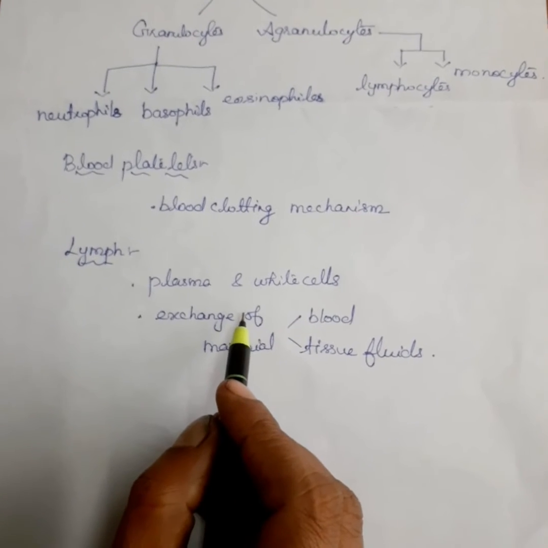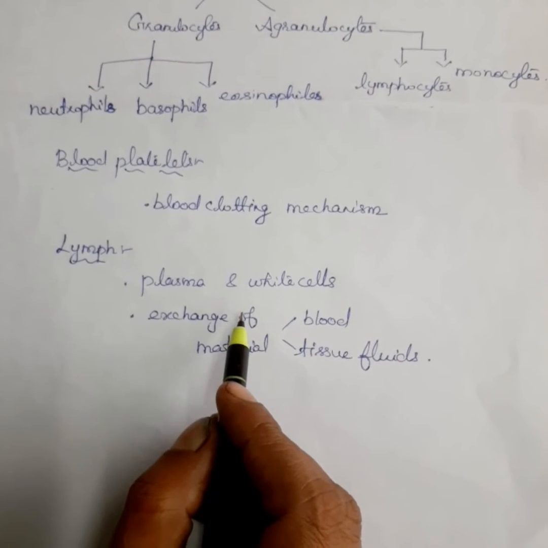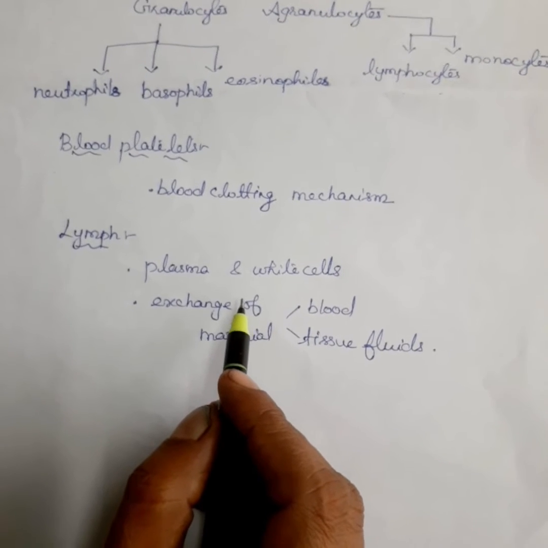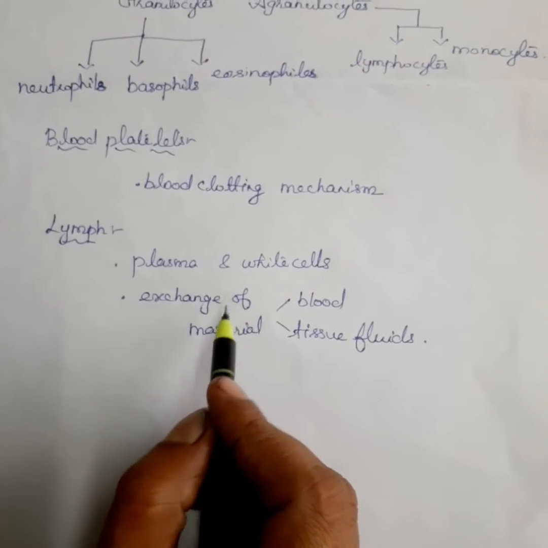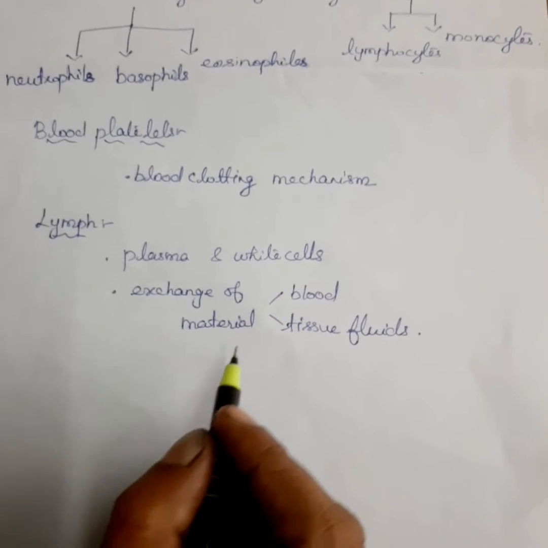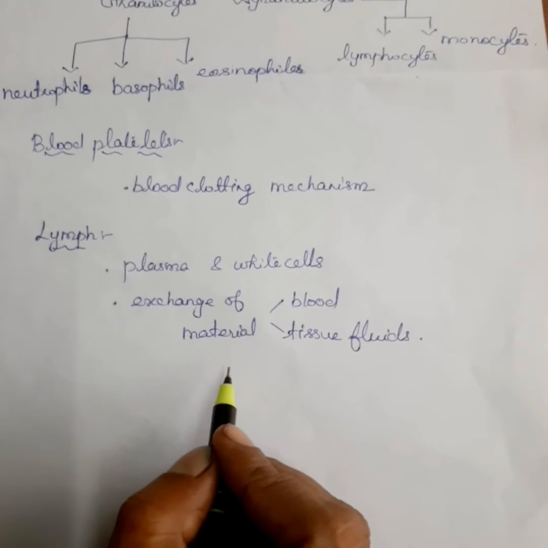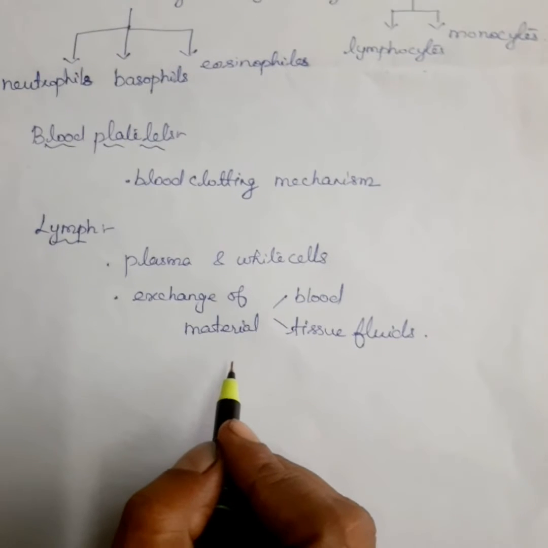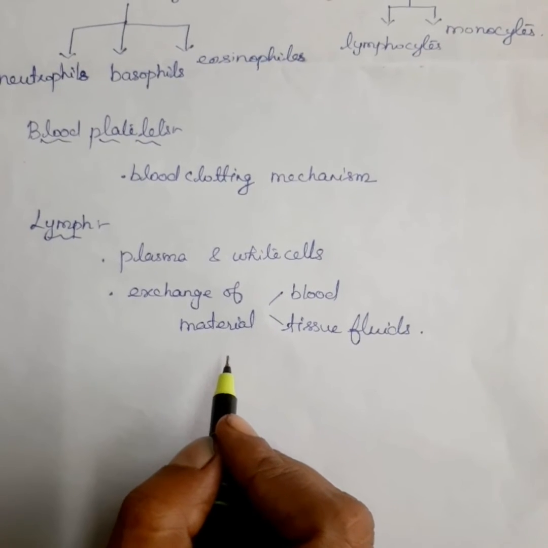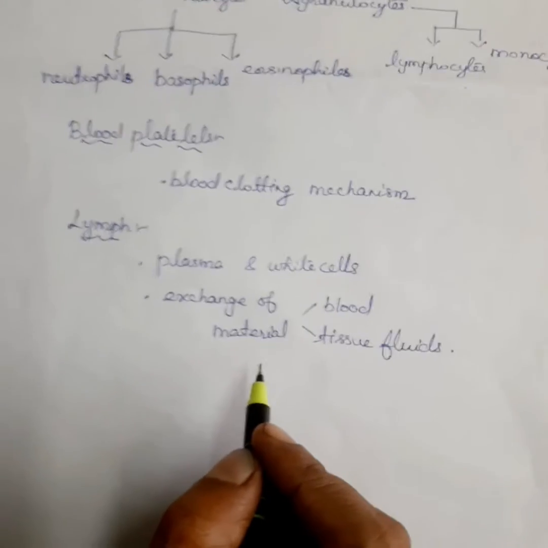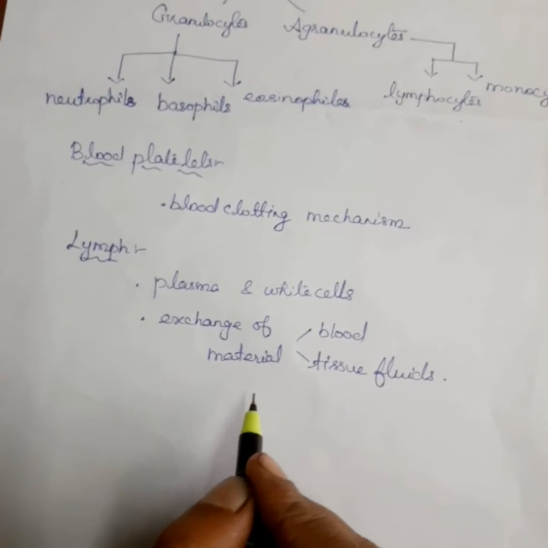It mainly helps in the exchange of materials between blood and tissue fluids. In between the organs, tissue fluid is present. This tissue fluid supplies nutrients to the organs and muscles.